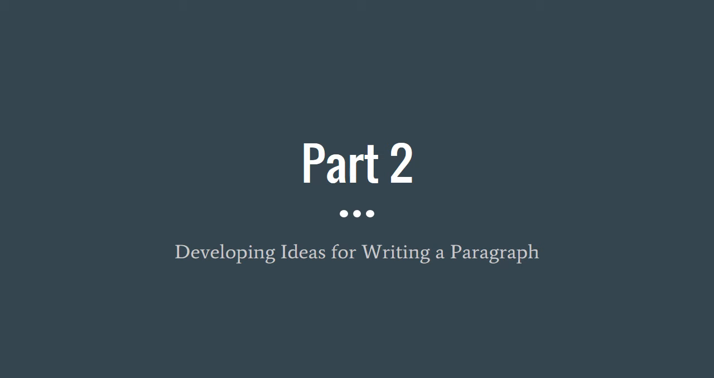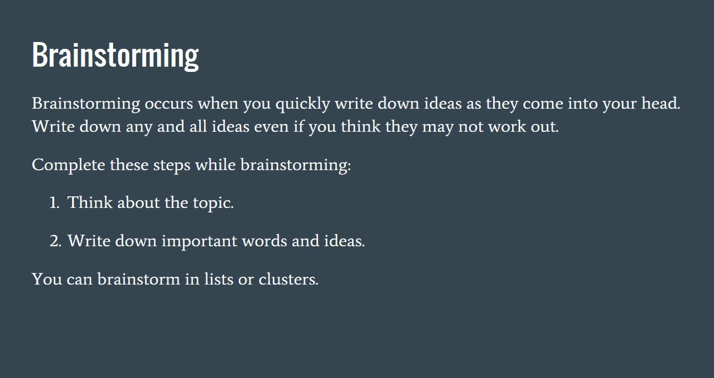Okay, so from here, we've gone over the paragraphs and the major parts, like the topic sentence, the support, the indentation, the concluding sentence, the title. We've seen all of that. The next important thing that we need to talk about is how to develop some ideas for writing a paragraph. So let's talk about brainstorming. So what is brainstorming and how does it happen? Brainstorming is when you come up with ideas.